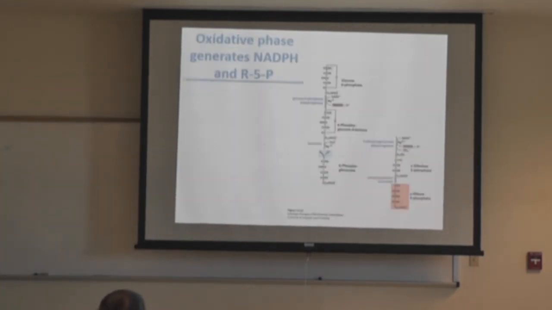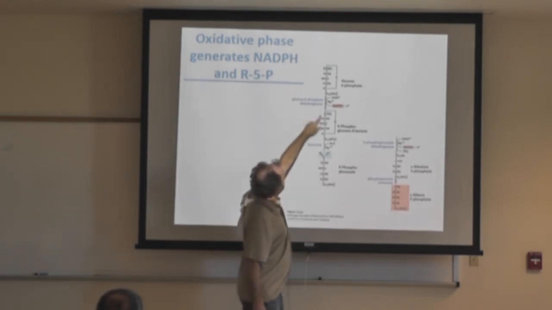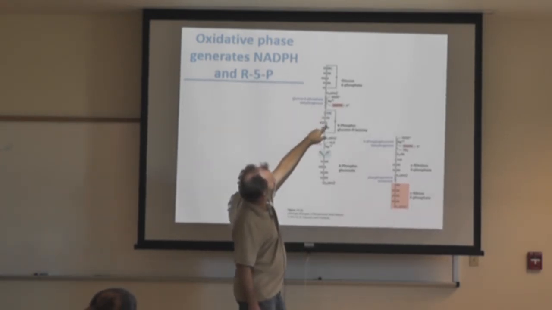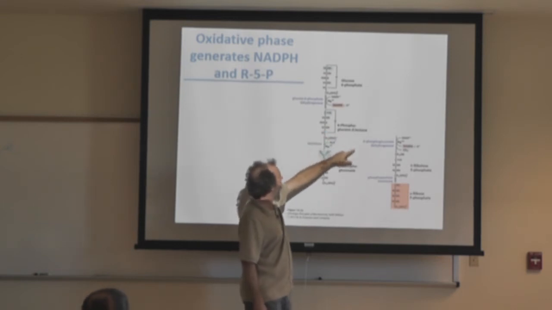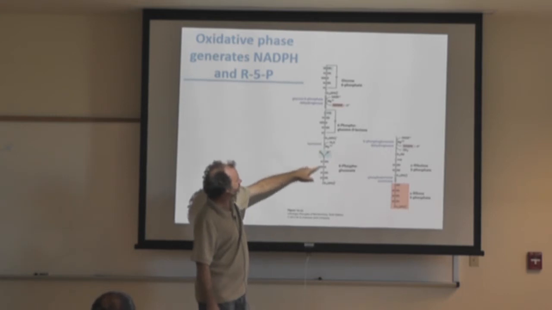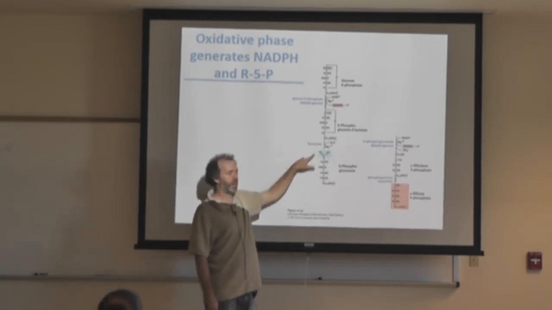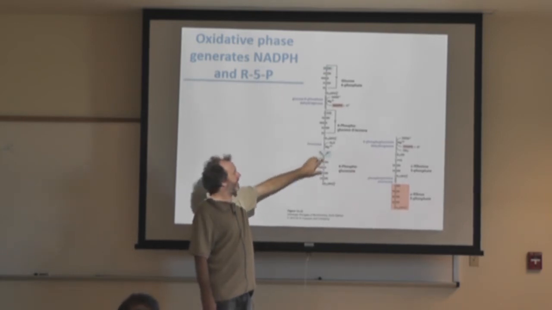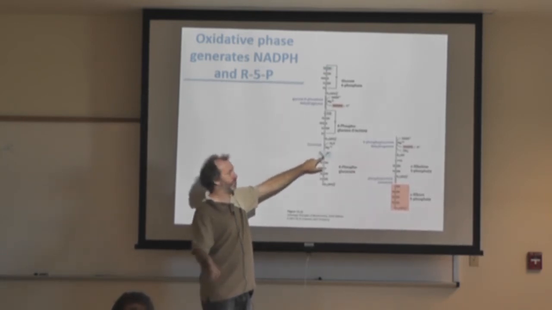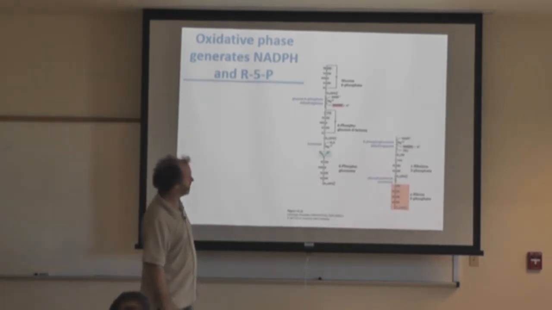So the oxidative phase generates NADPH from NADP. So we have glucose 6-phosphate. Then it gets oxidized to produce this 6-phosphogluconolactone. Water will come in via lactonase, and you produce 6-phosphogluconate. And so you have this carboxylic acid group. And that carbon will then be the group that leaves after it's decarboxylated. Right?